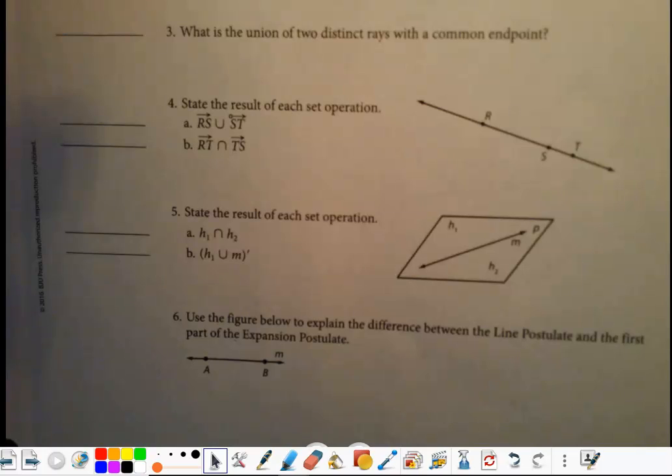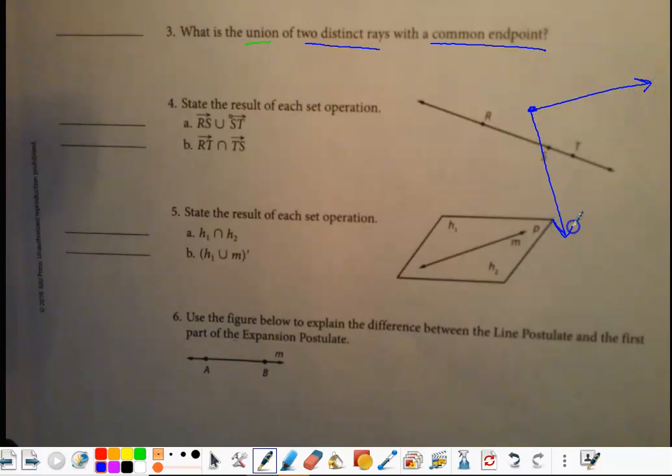From your quiz, if we think about that, we could draw it, and we know it's a union, so they're coming together. It's two distinct rays with a common endpoint. So if I have this ray, my other ray has to have that same endpoint. So what is that? An angle. Yeah, that was an angle. I saw that was a struggle for some.